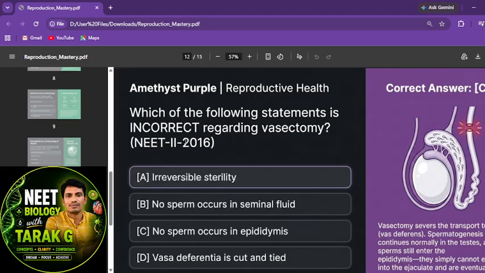Which of the following statements is incorrect? It means we need the wrong one. This is right, the fourth one is right, the second one is right, and the first one is right. No sperm occurs in the epididymis is wrong. Vasectomy severs the transport tube. That means spermatogenesis continues normally in the testes, and sperms still enter the epididymis. They simply cannot exit into the ejaculatory duct. They will be formed and come to the epididymis, so sperms will be there in the epididymis. That's the reason the answer is C.